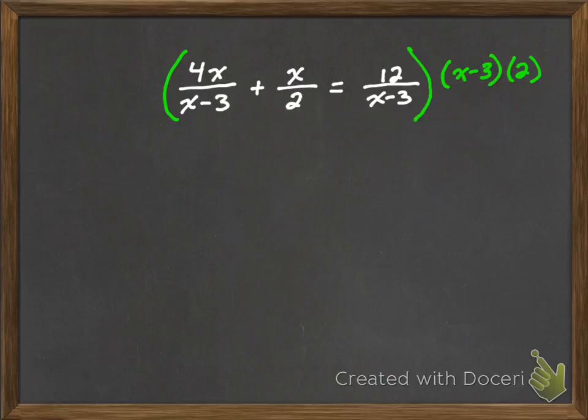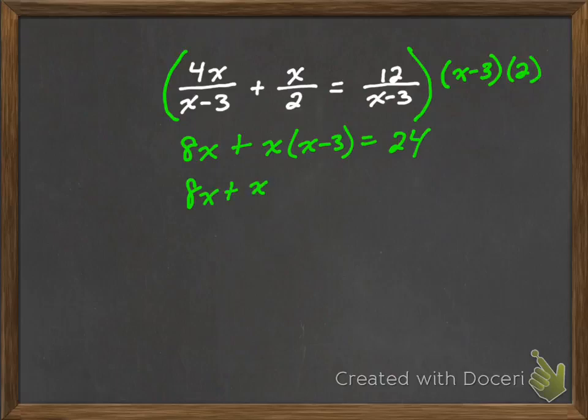So distributing, the x minus 3's will cancel, leaving you with 2 multiplied by 4x, and that's going to give us 8x. On the next one, the 2's will cancel, leaving us with x multiplied by the x minus 3. And on the last fraction, the x minus 3's will cancel, leaving us with 12 times the 2, which is 24. All right, so we can distribute the parentheses, which is x squared minus 3x. This is quadratic, so we're going to set this equal to 0 by subtracting the 24 over here.